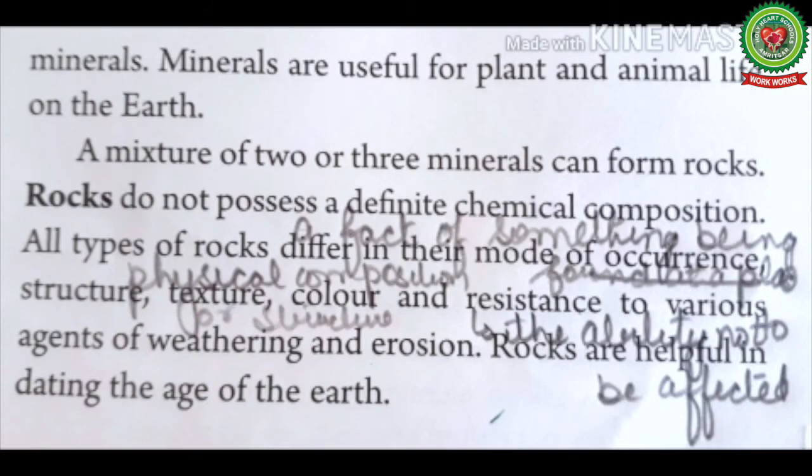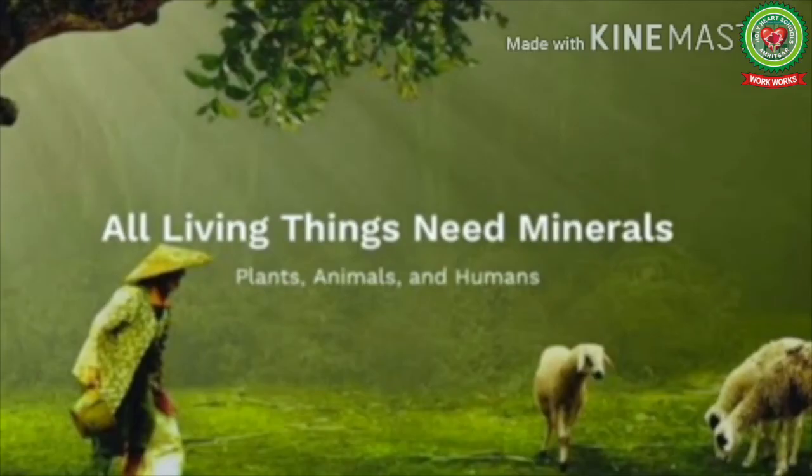Minerals are useful for plant and animal life on the earth. Plants need minerals for their growth, and humans and other vertebrates need large amounts of minerals such as calcium for construction and maintenance of bone and normal function of nerves and muscles.